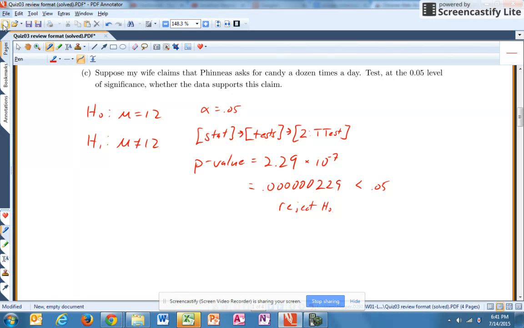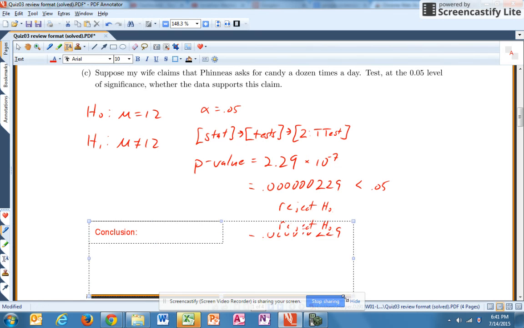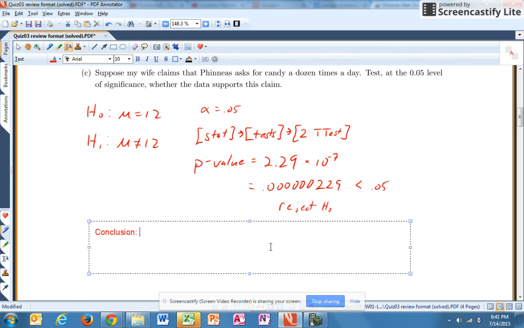So now let's actually come up with a conclusion. Rejecting the null hypothesis is not a conclusion. So here's our conclusion. Okay, so our conclusion is we rejected the null hypothesis. The null hypothesis was that the mean is 12, so we think that it's certainly not 12.